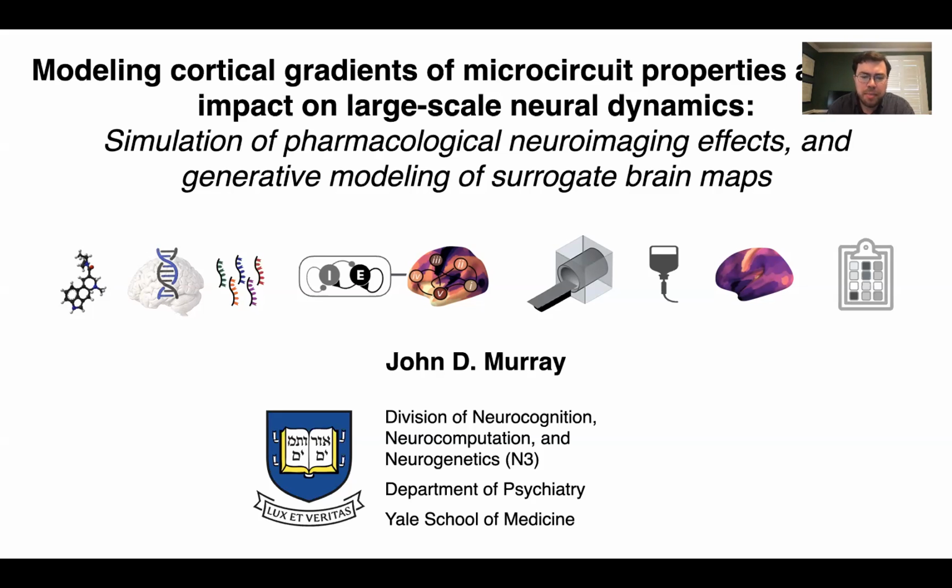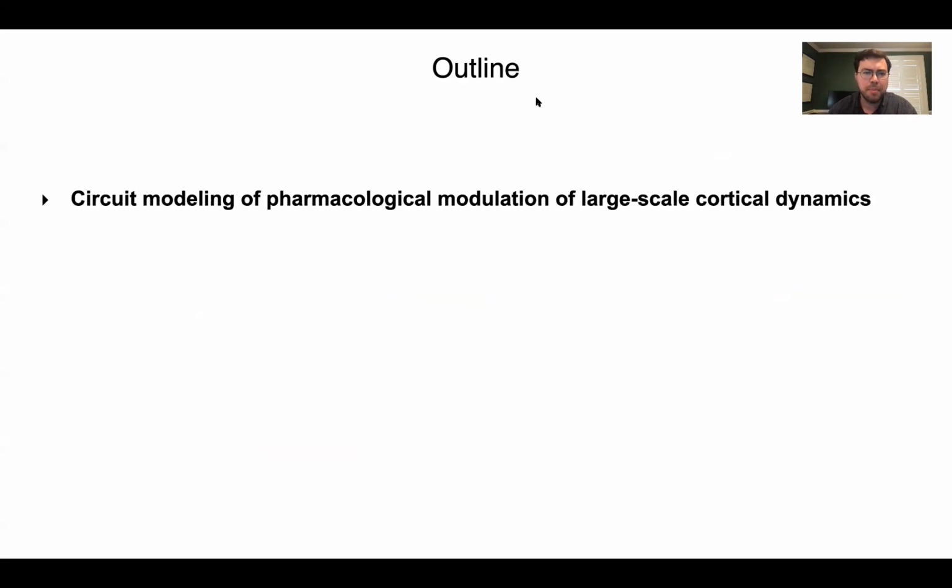My name is John Murray. I'm an assistant professor at Yale University with appointments in psychiatry, neuroscience, and physics. And I direct a lab which focuses on computational neuroscience. And so I'd like to describe two studies today from my lab.